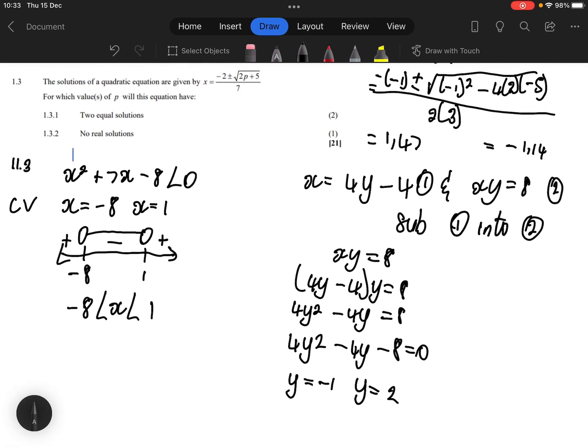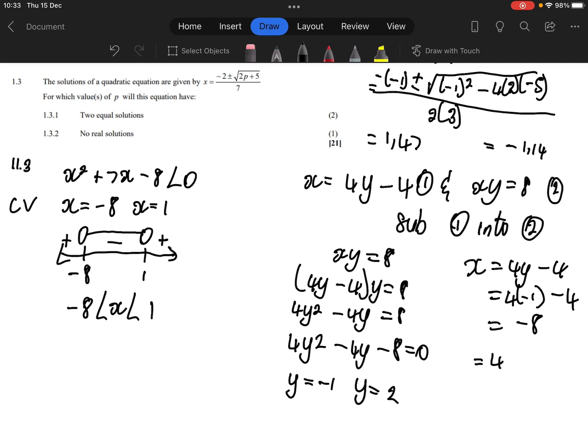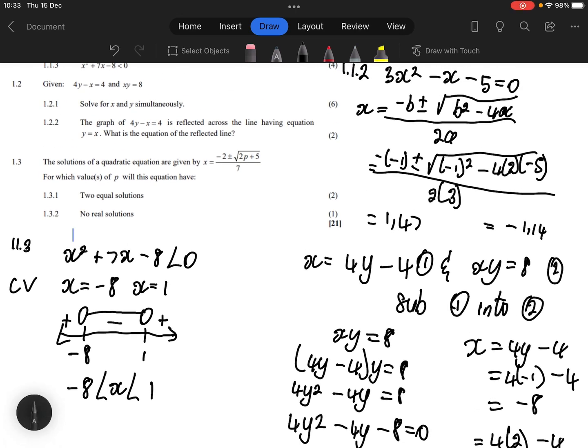Okay, we know that the formula for x is equal to 4y minus 4. We know the values of y. In this case, we'll first use -1: 4 times -1 minus 4 is equal to -8. The other y value would go in and it would be 4 times 2 minus 4, which is equal to +4. Therefore, you have two x values and two y values.